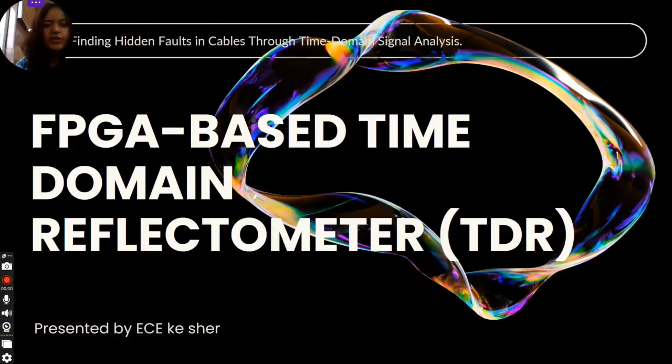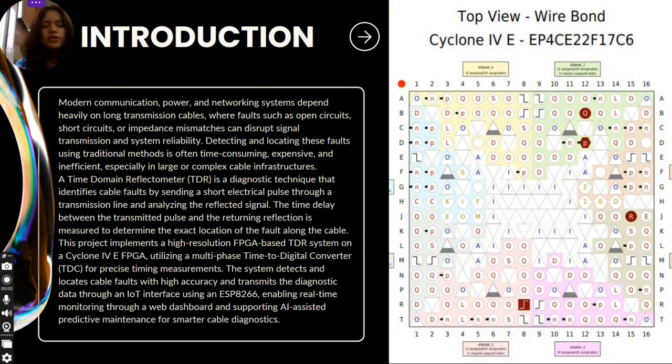Everyone. So our project is an FPGA based time domain reflectometer, TDR. So basically we are finding the hidden fault in cables through time domain signal analysis. As we know, modern communication and electrical systems use transmission cables, and detecting faults there such as open circuit, short circuit or impedance mismatching becomes really very difficult, time consuming as well as expensive.